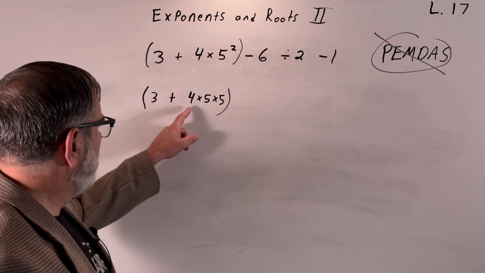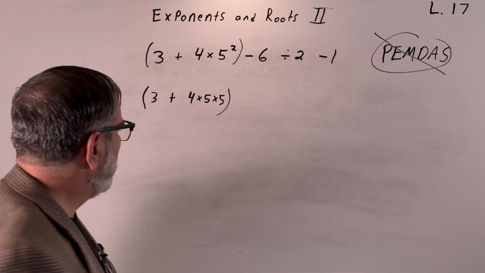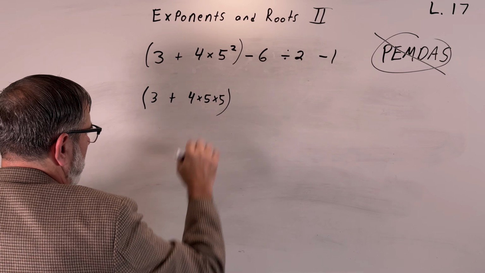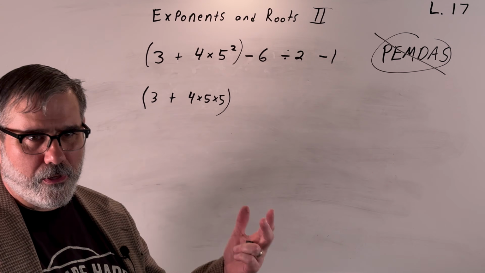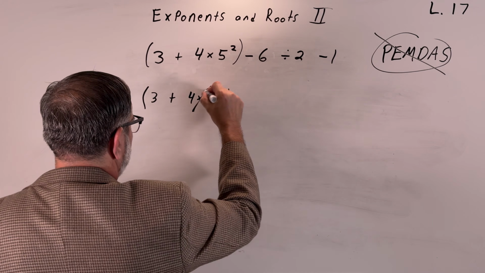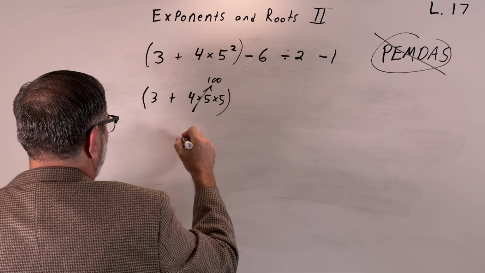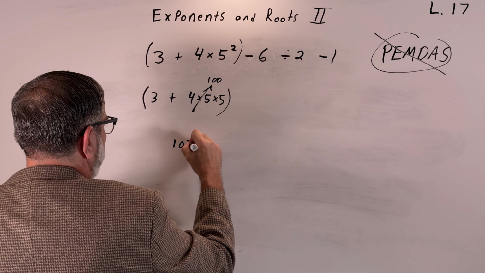That's the way I want you to look at it: 4 times 5 times 5. So you can do it in any order you want. If you want to do 4 times 5 is 20 times 5 is 100, or 5 times 5 is 25 times 4 is 100, doesn't matter. This is 100. This is 3 plus 100. So this whole thing goes to 103.